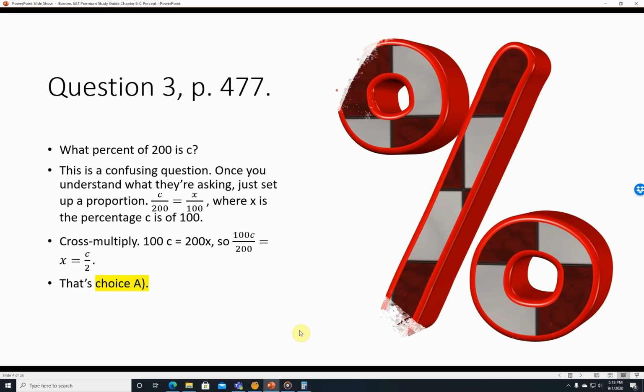Question 3, page 477. What percent of 200 is C? Now this is a confusing question. I had to look at that for a while to figure out what they were getting at. I looked at the answer choices like, oh, okay.